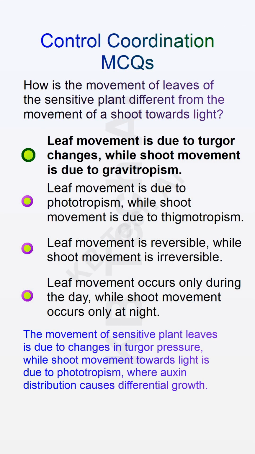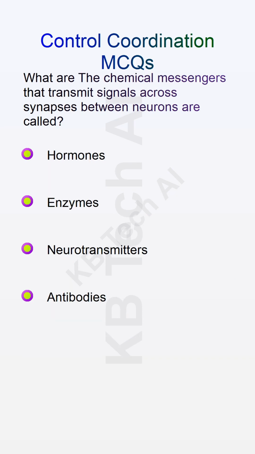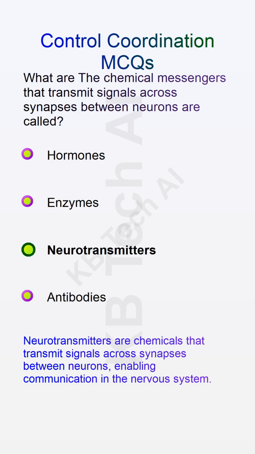The answer is, option 1, leaf movement is due to turgor changes, while shoot movement is due to gravitropism. What are the chemical messengers that transmit signals across synapses between neurons called? Option 1, hormones, option 2, enzymes, option 3, neurotransmitters, option 4, antibodies. The answer is, option 3, neurotransmitters.